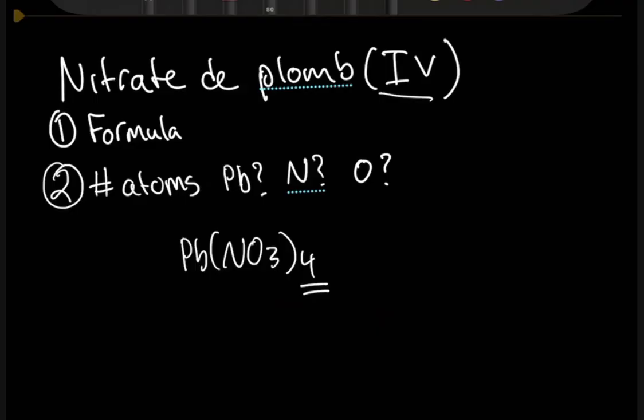The reason we don't need to put the charge is because we know that NO3 always has a charge of -1, so we can calculate the charge of Pb. It's just going to be 1 times 4, which is 4. And for NO3, it has a charge of negative 1, so negative 1 times 4 is negative 4. So negative 4 and positive 4 cancel out.